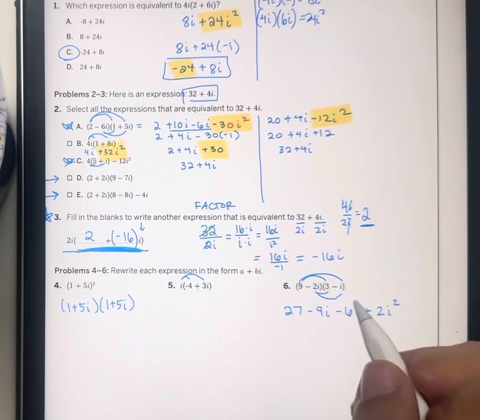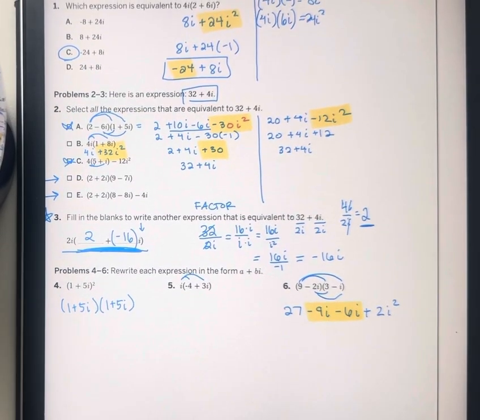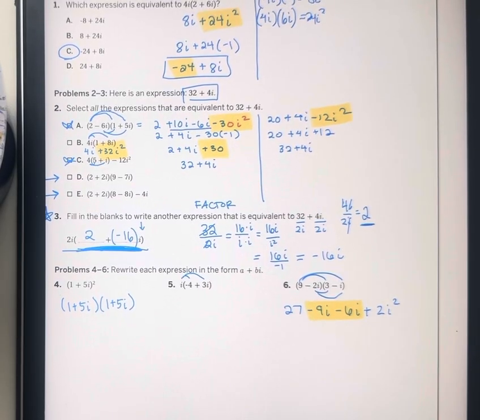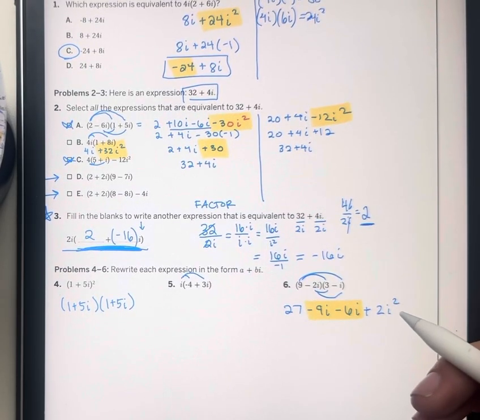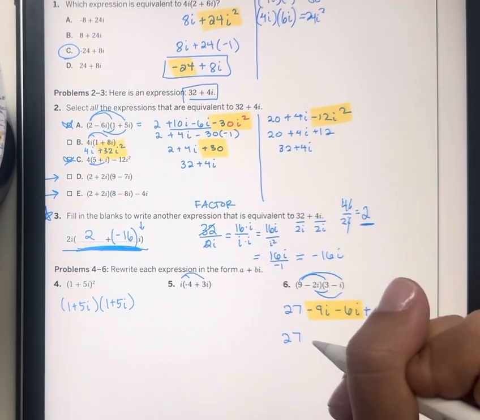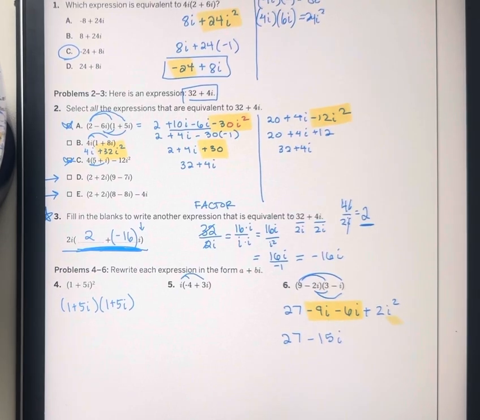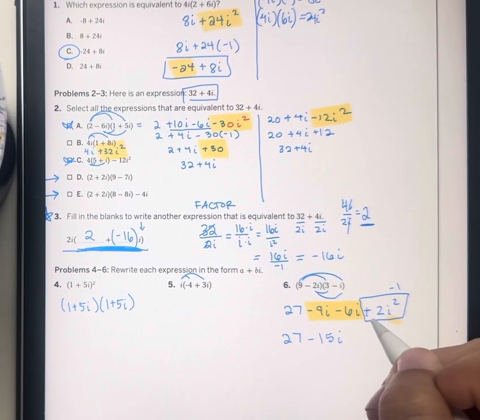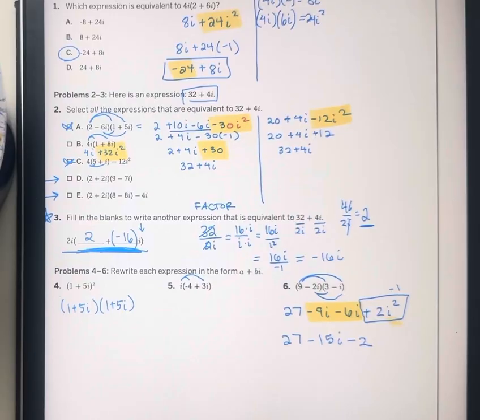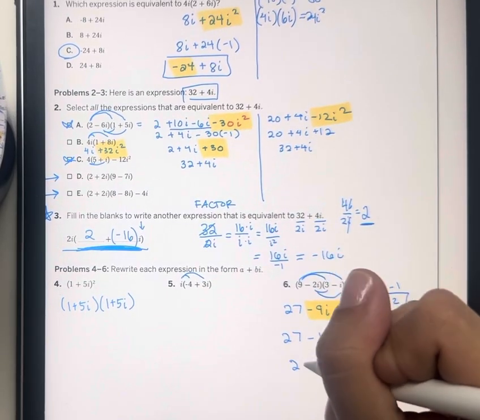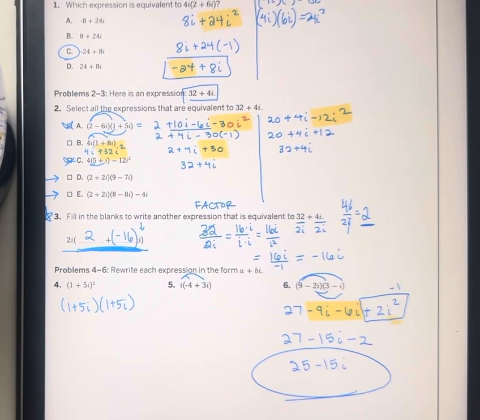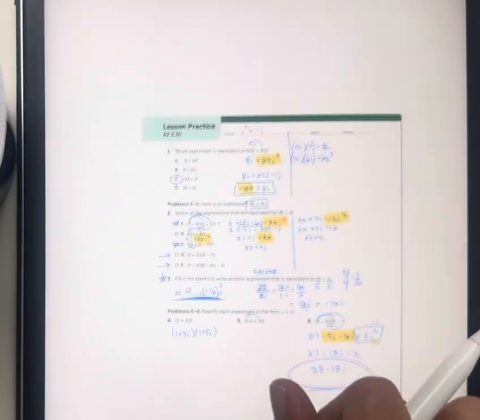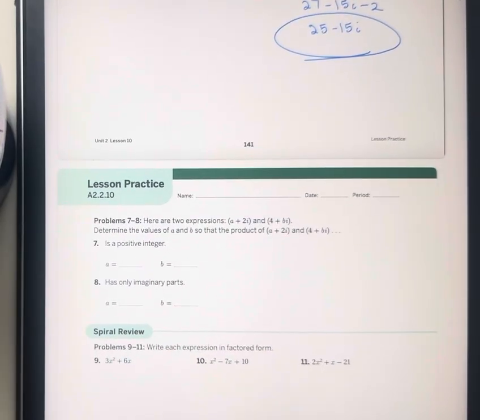So now here's what I'm going to do. I'm going to combine those like terms right there, and I'm going to simplify this part. So this is 27 minus 15i. And then if you remember the little pattern of what happens here, the i squared is negative 1 times the 2. So instead of a positive 2, I have a negative 2. This is 25 minus 15i. Number 6. Okay.